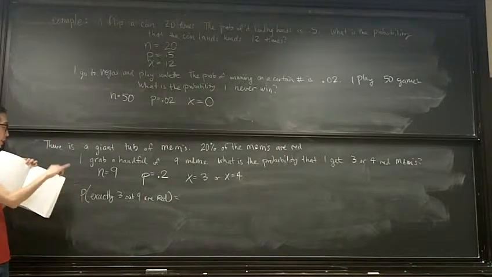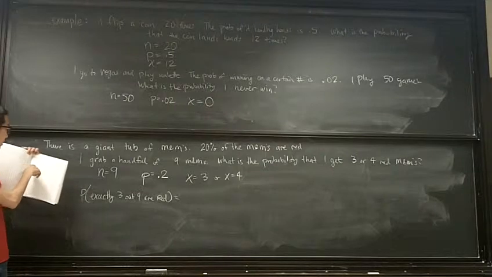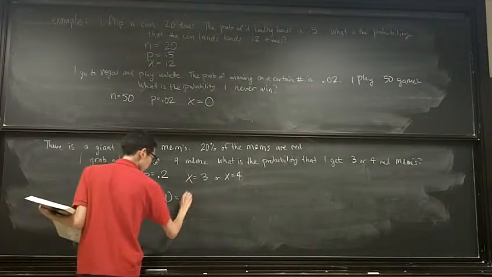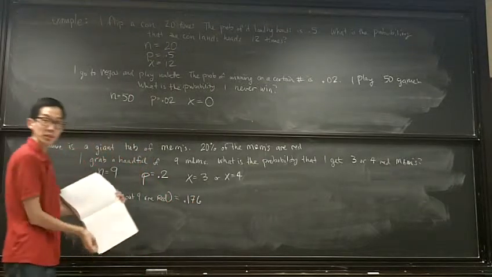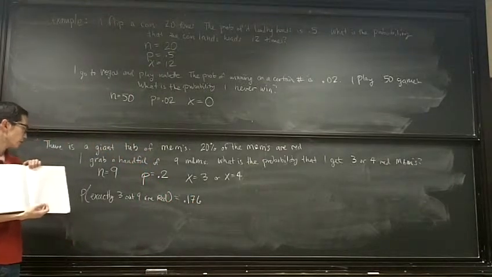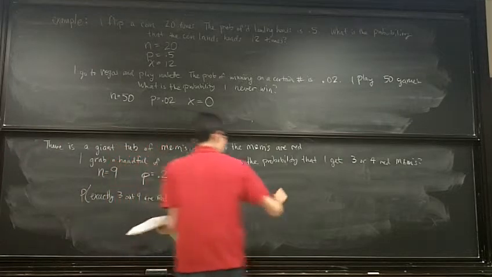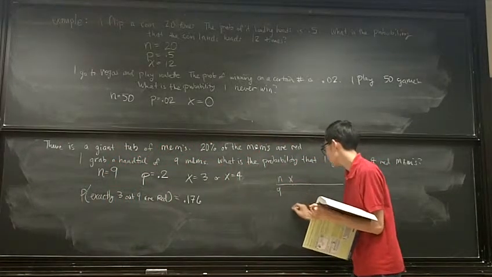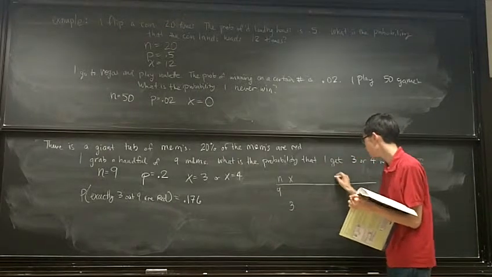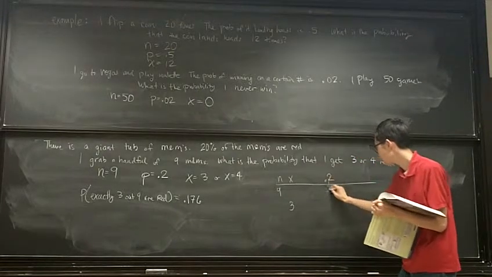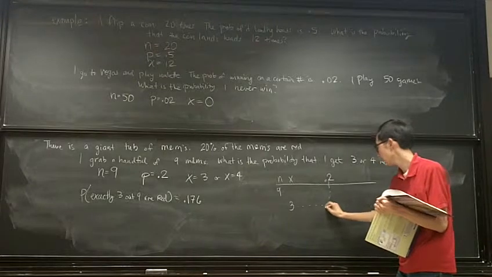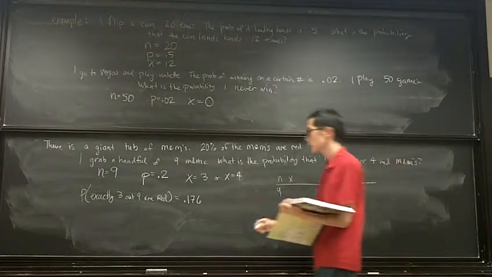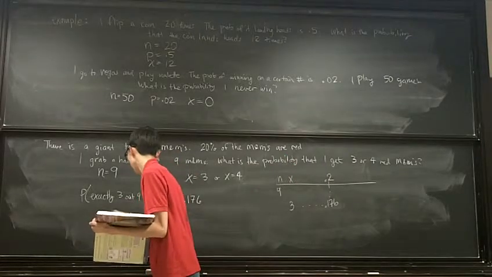So the probability that exactly 3 out of the 9 are red is going to be 0.176. Can you guys see that? I'm going to n equal to 9, x is over here at 3, and p is 0.2, and I go to where this meets, and it's 0.176. Okay? So what's the probability that exactly 4 out of 9 are red?